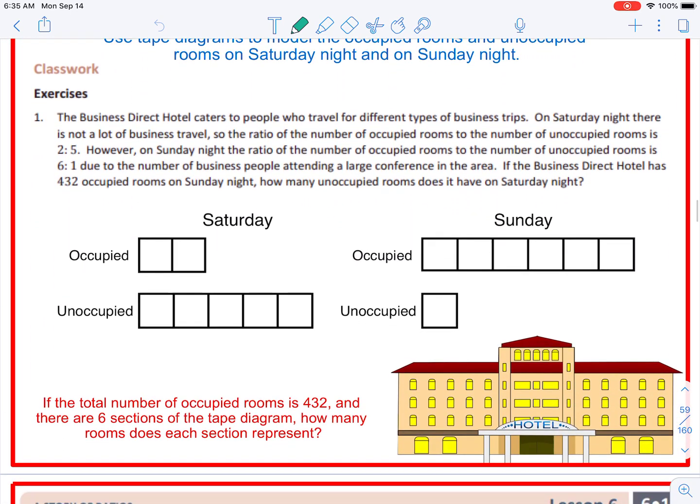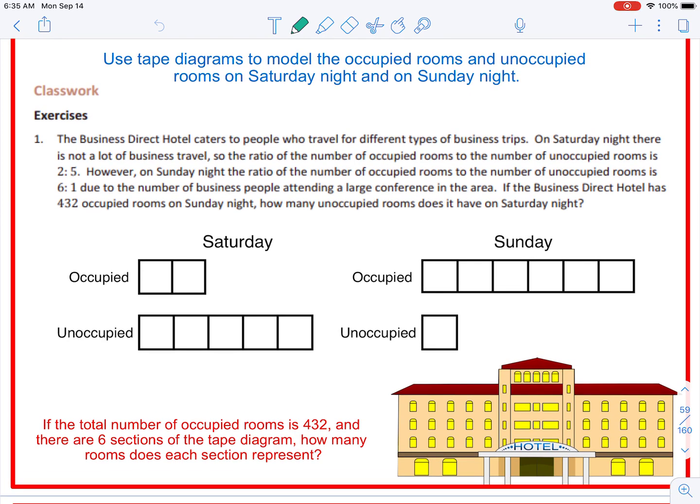Let's go to exercise 1. It says use tape diagrams to model the occupied rooms and unoccupied rooms on Saturday night and on Sunday night. Number 1 says the Business Direct Hotel caters to people who travel for different types of business trips. On Saturday night, there is not a lot of business travel, so the ratio of the number of occupied rooms to the number of unoccupied rooms is 2 to 5. However, on Sunday night, the ratio of the number of occupied rooms to the number of unoccupied rooms is 6 to 1, due to the number of business people attending a large conference in the area.